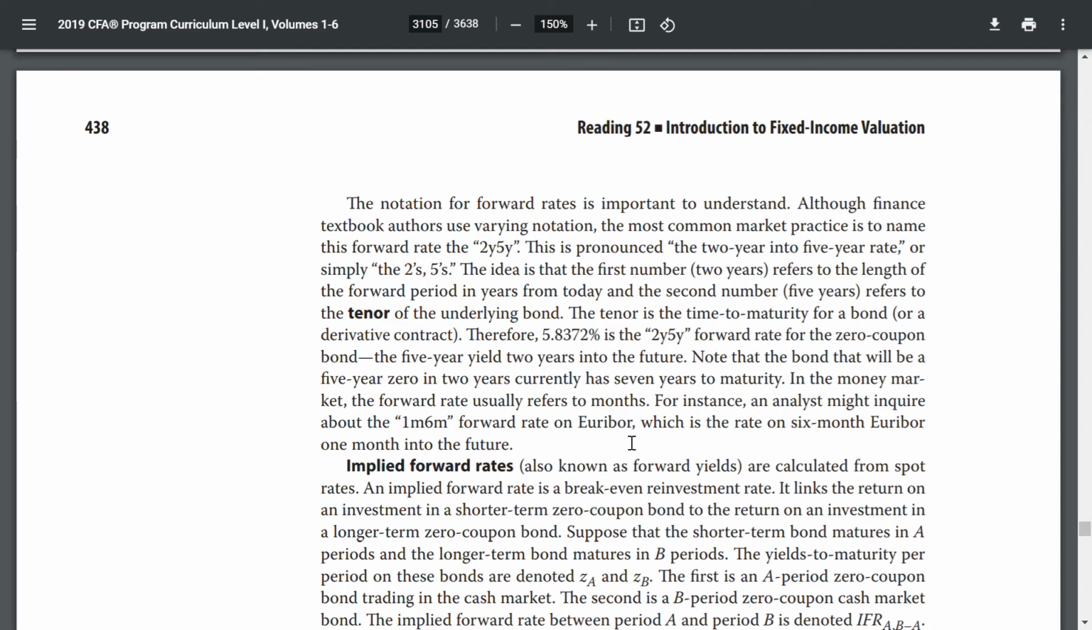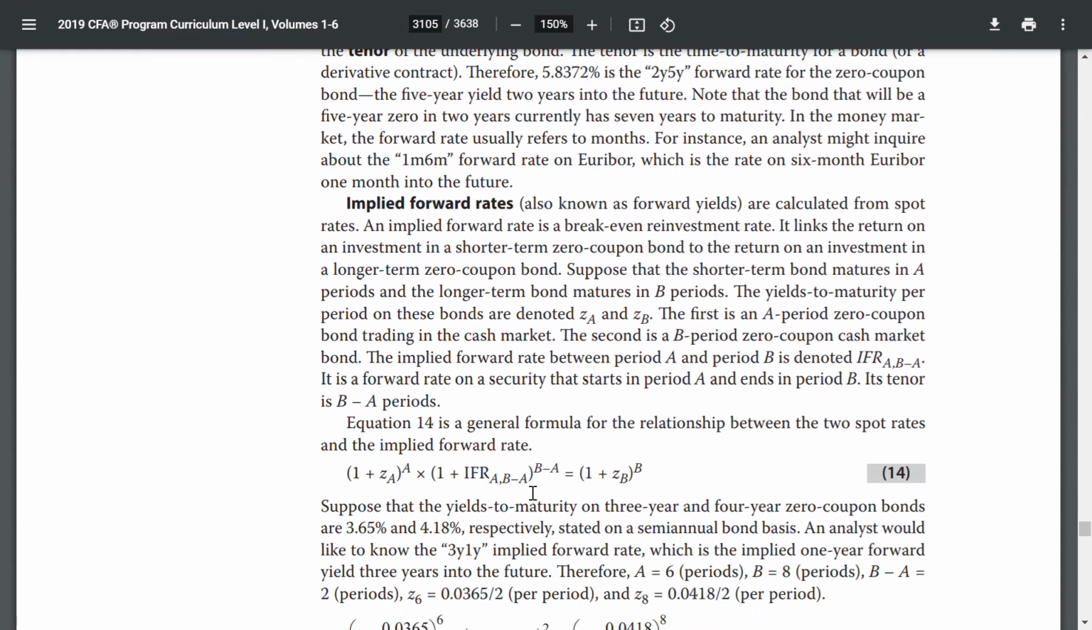In the money market, the forward rate usually refers to months. For instance, the analyst might inquire about a 1M6M forward rate for Euribor, which is a 6-month Euribor 1 month into the future. Implied forward rates are calculated from spot rates, and an implied forward rate is a break-even reinvestment rate. It links the return on an investment in a short-term zero coupon bond to the return on an investment in a longer-term zero coupon bond.